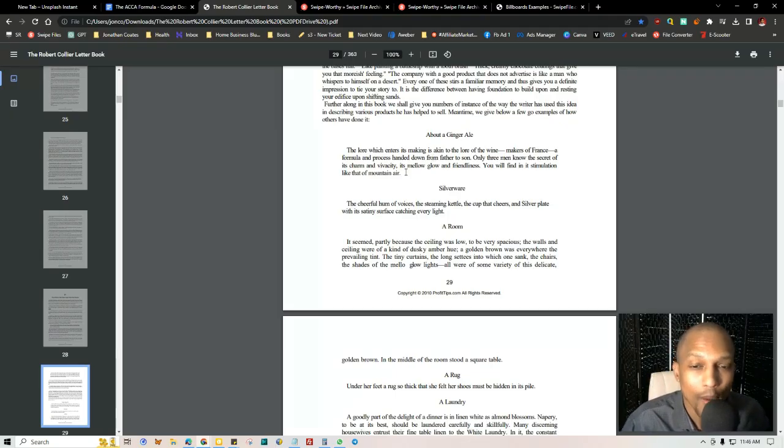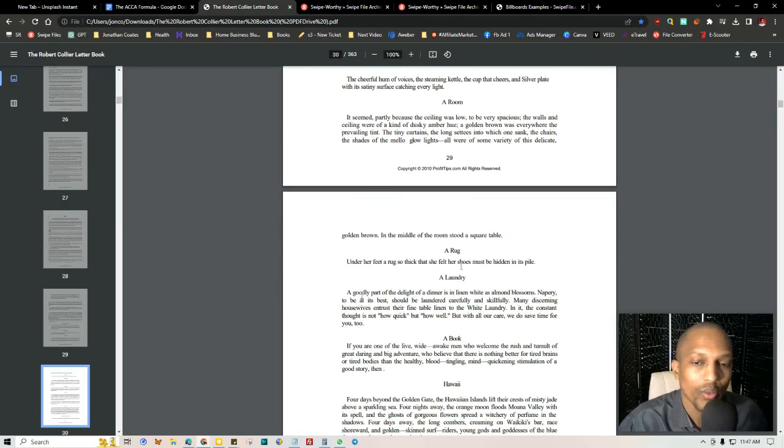A room. It seemed, partly because the ceiling was low, to be very spacious. The walls and ceiling were a kind of dusky amber hue. A golden brown was everywhere, the prevailing tint. The tiny curtains, the long settees into which one sank, the chairs, the shades of the mellow glow light, all were of some variety of this delicate golden brown. In the middle of the room stood a square table. So, a rug. Under her feet, a rug so thick that she felt her shoes must be hidden in its pile. Laundry. I'm just going to read a couple more here.